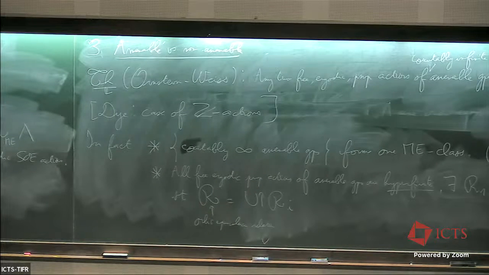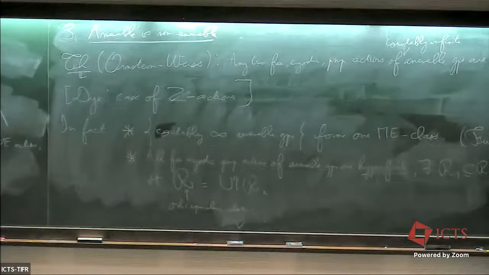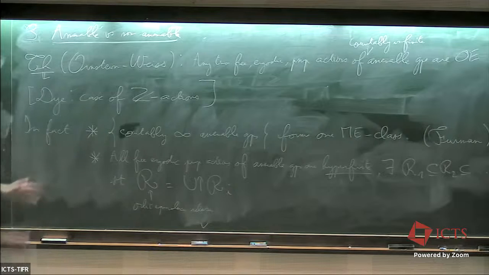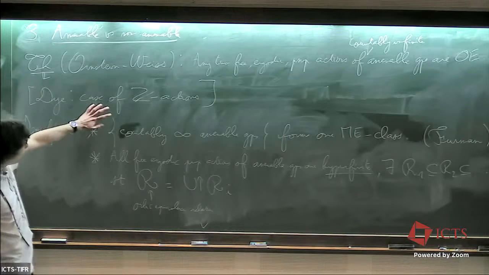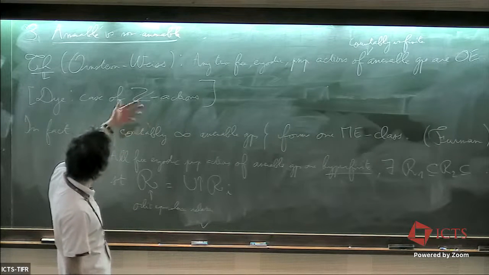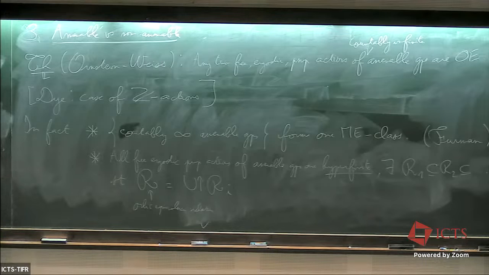So in fact, the action that you get can be characterized as being an increasing union of finite subrelations. And so Dye proved that all Z actions are hyperfinite, and then he proved that any two hyperfinite relations are orbit equivalent. And Ornstein and Weiss, using the Følner sets, managed to extend it to amenable groups.